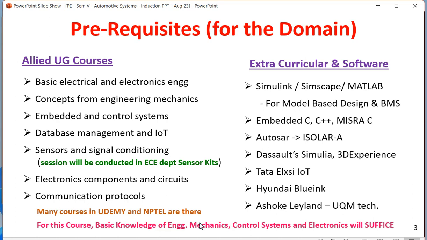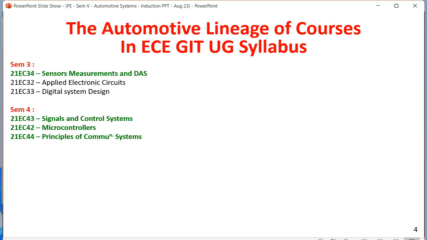Basic knowledge in engineering mechanics, basic knowledge in control systems, signals and systems, and basic knowledge in electronics is all that you will require to understand and go into the depth of these courses from Udemy and NPTEL. Apart from all the courses you have already done, I am going to show you, starting from semester 3 up to semester 8, what subjects create a lineage in the automotive industry or automotive systems. I have already talked about the course 21 EC34 sensors and measurement and DAS.